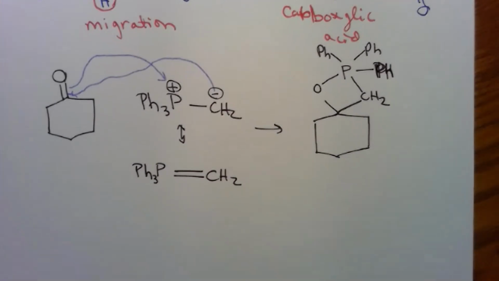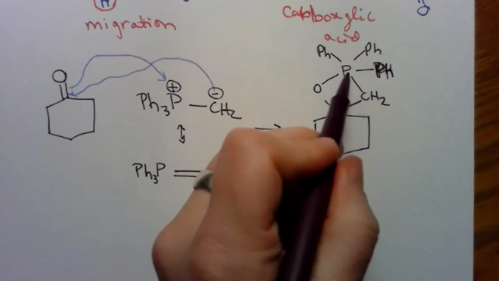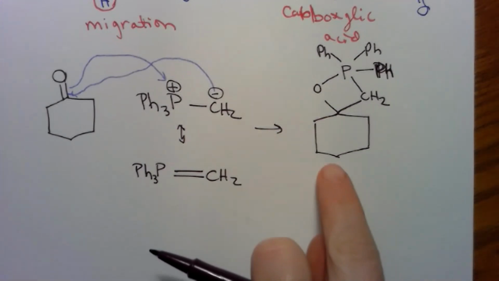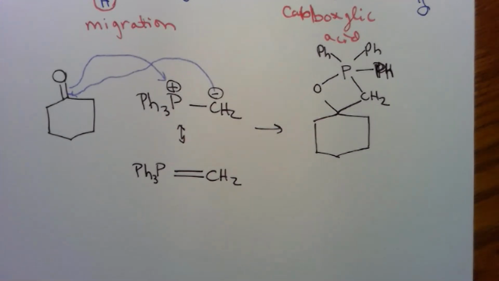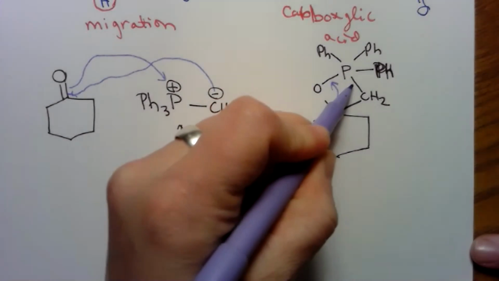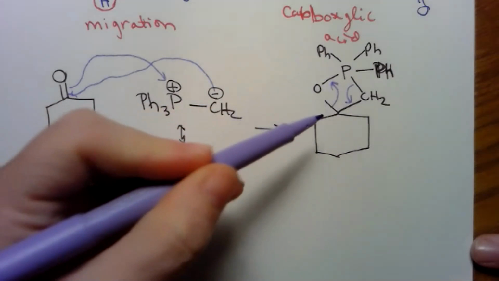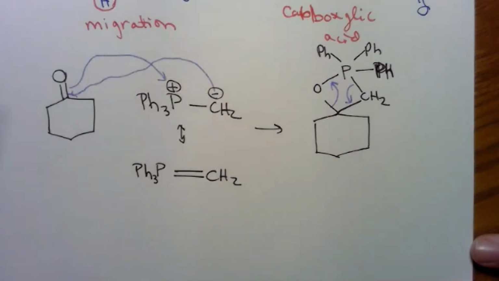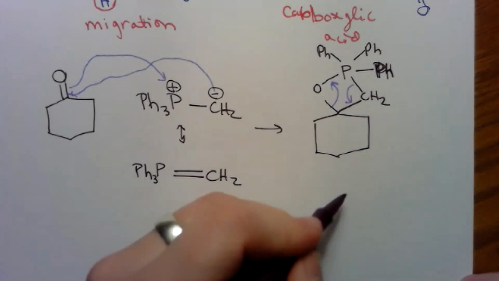There's my compound. I made a little square in the middle. Is that weird or what? So this square doesn't hang around for a long time. It falls apart to give you your product. It always falls apart that the oxygen and phosphorus leave together. Oxygen and phosphorus always leave together.